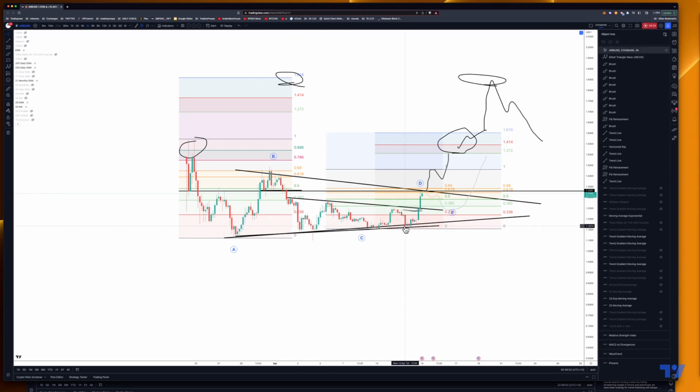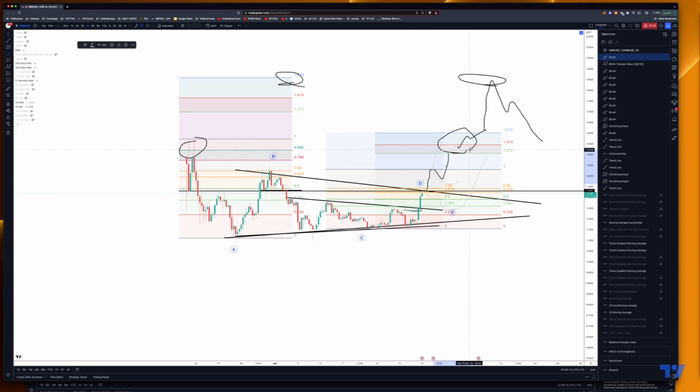It's resisted, and so we had our secondary test, and I think this is the spring level. So I think the shakeout area would be here. This area is going to be the shakeout area. It will be volatile before it goes up or comes back down.